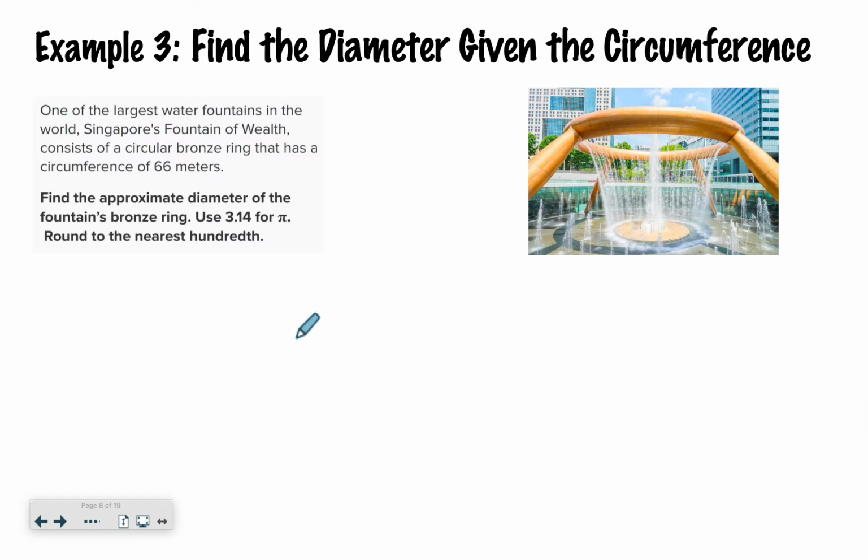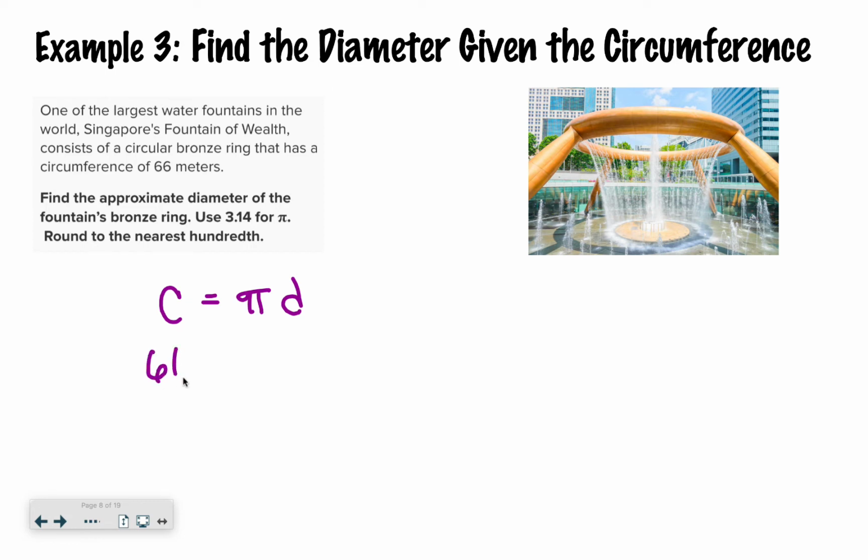Let's move on. So now we're going to practice finding the diameter given the circumference. Let's remember, circumference equals pi times diameter. And now we have one of the world's largest water fountains. Singapore's Fountain of Wealth consists of a circular bronze ring that has a circumference of 66 meters. Find the approximate diameter of the fountain's bronze ring. Use 3.14 for pi, and round to the nearest hundredth.